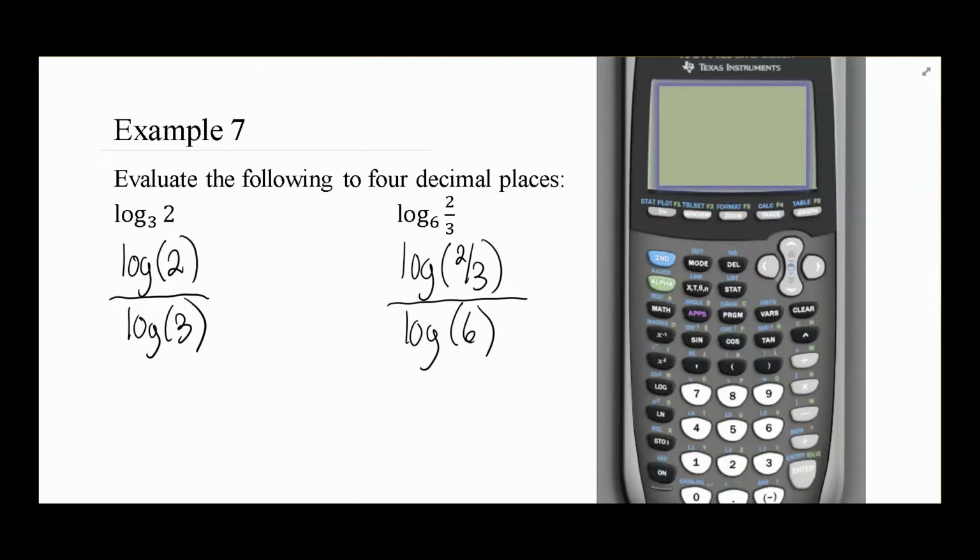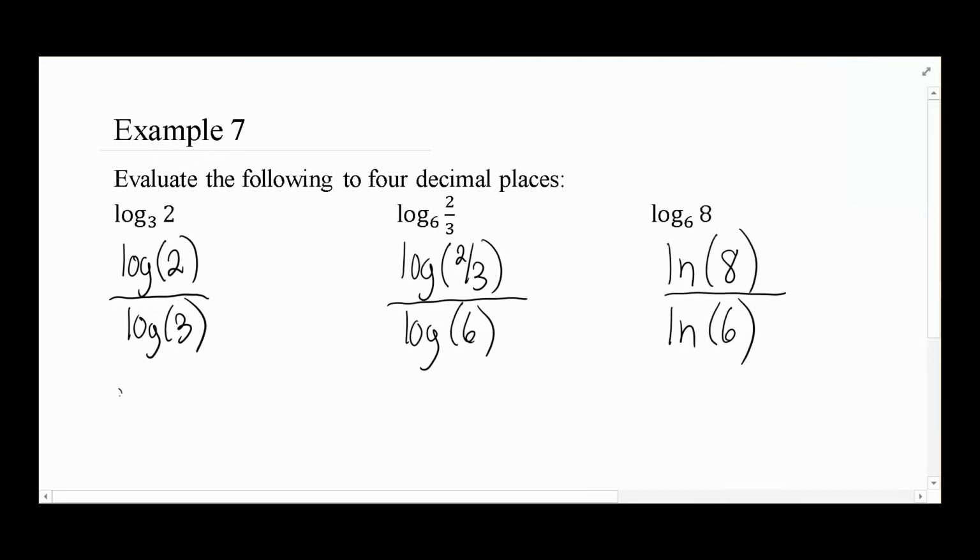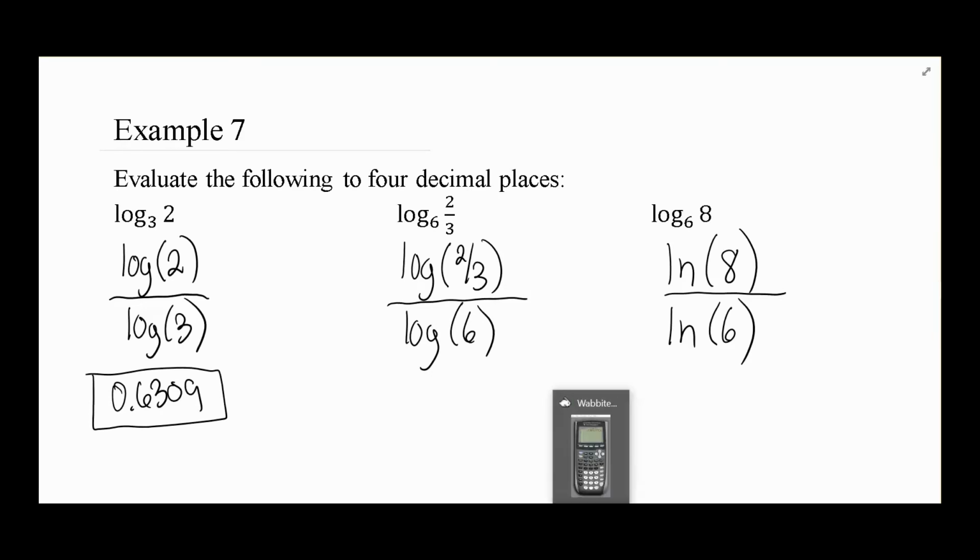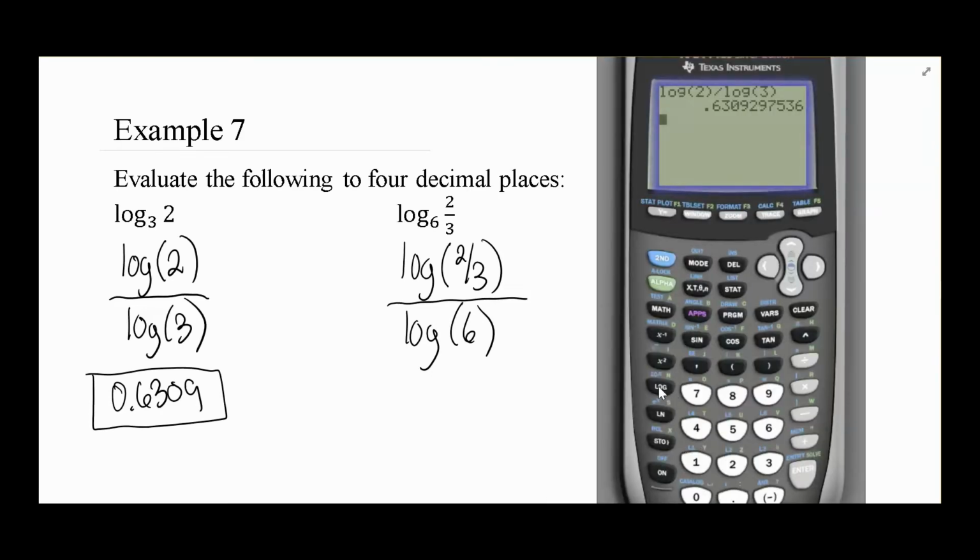So now for each of these, I could go ahead and use my calculator. So for that first one, I could do log of 2 divided by log of 3. And it's 0.6309. That's the first one. To do the second one, we've got ourselves log of 2/3 divided by log of 6. We get negative 2263.